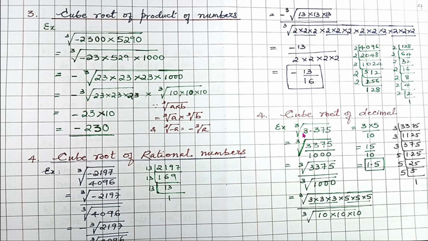Now cube root of decimals. To find out the cube root of 3.375, convert into a rational number first. 3375 by 1000. Find the factors of 3375 and write them in the form of triples. So take one factor from each triple, 3 from here, 5 from here. 3 into 5 becomes 15, and the cube root of 1000 is 10. So 15 by 10 is 1.5. Therefore the cube root of the decimal 3.375 is 1.5.